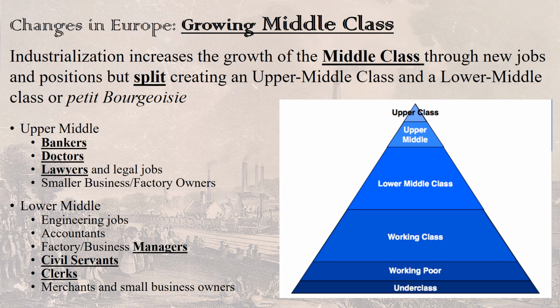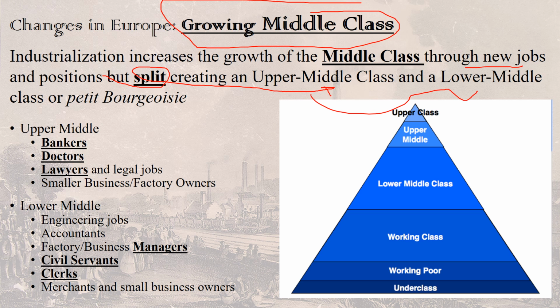Other changes to the social class system is the growth of the middle class. Industrialization increases what had already started in Europe, this growing middle class from the commercial revolution. Well, why does it grow? Well, there are new jobs and positions, but it also splits, creating an upper middle class and a lower middle class known as la petite bourgeoisie. Remember, bourgeoisie is kind of our wealthier people. We talked about that when we did the guided reading on the Ancien Régime in France. And so this is what this split looks like.